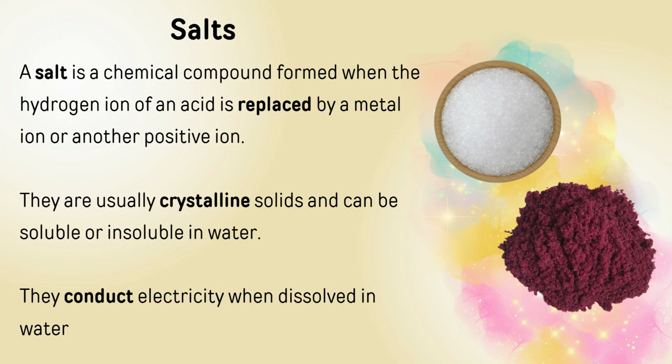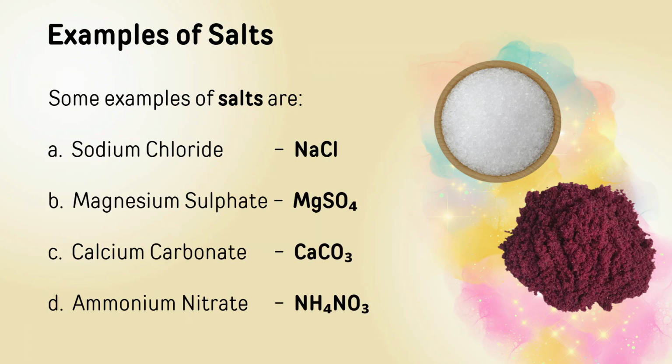A salt is a chemical compound formed when the hydrogen ion of an acid is replaced by a metal ion or another positive ion. They are usually crystalline solids and can be soluble or insoluble in water. They conduct electricity when dissolved in water. Some examples of salts are sodium chloride, magnesium sulfate, calcium carbonate, and ammonium nitrate.